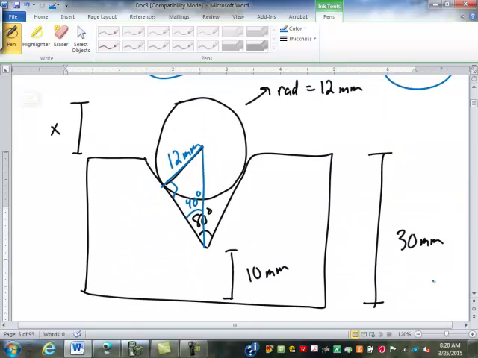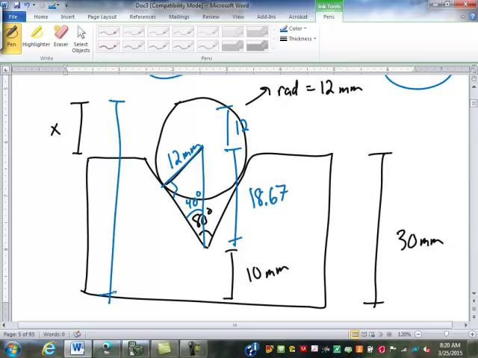So now coming up here, this is 18.67. This is 12. So that is 30.67 total. The difference, if I subtract 30, it's 10.67 millimeters.